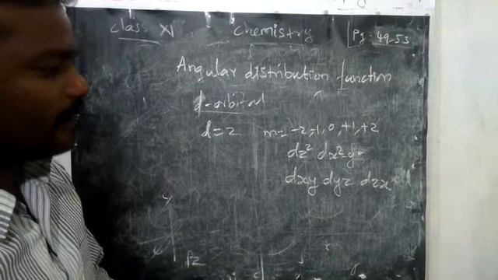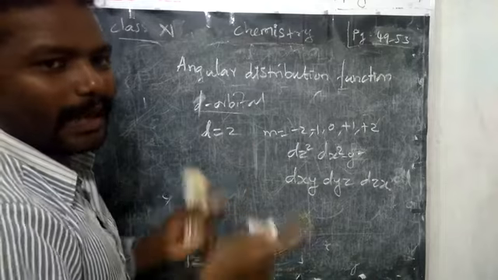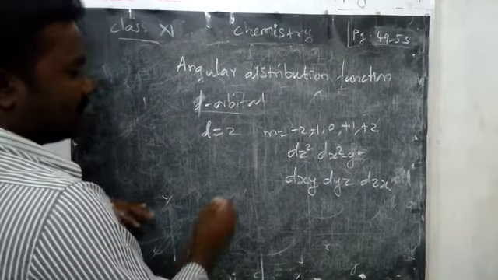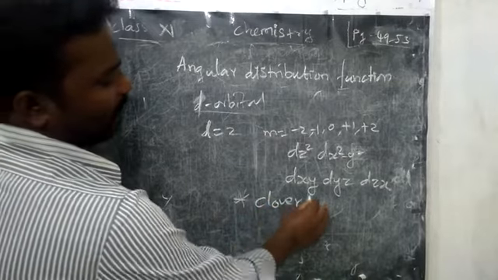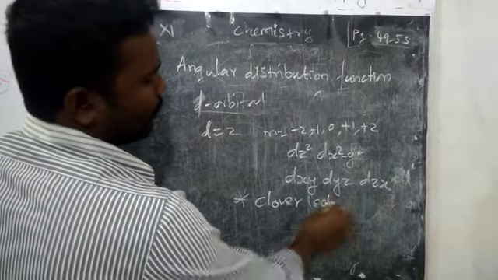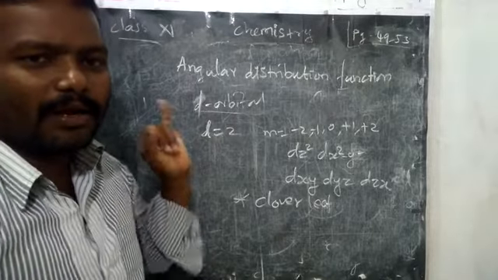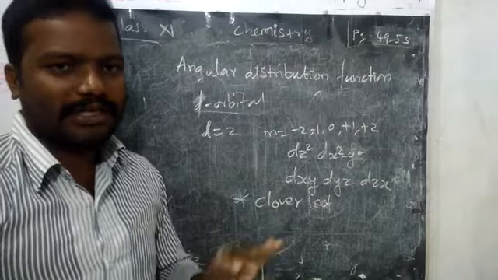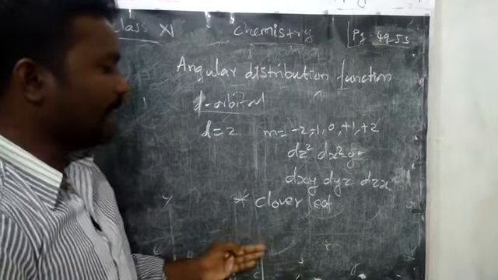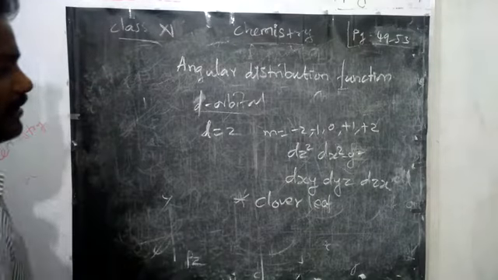So what is the shape? Here also 2 loops. One loop means dumbbell shape. 2 loops means it becomes clover leaf shape. Clover leaf shape. Okay, what's the shape of s orbital? Spherical. What's the shape of p orbital? Dumbbell, that is loops. Then d orbital is clover leaf shape. Okay. So how do you draw this?